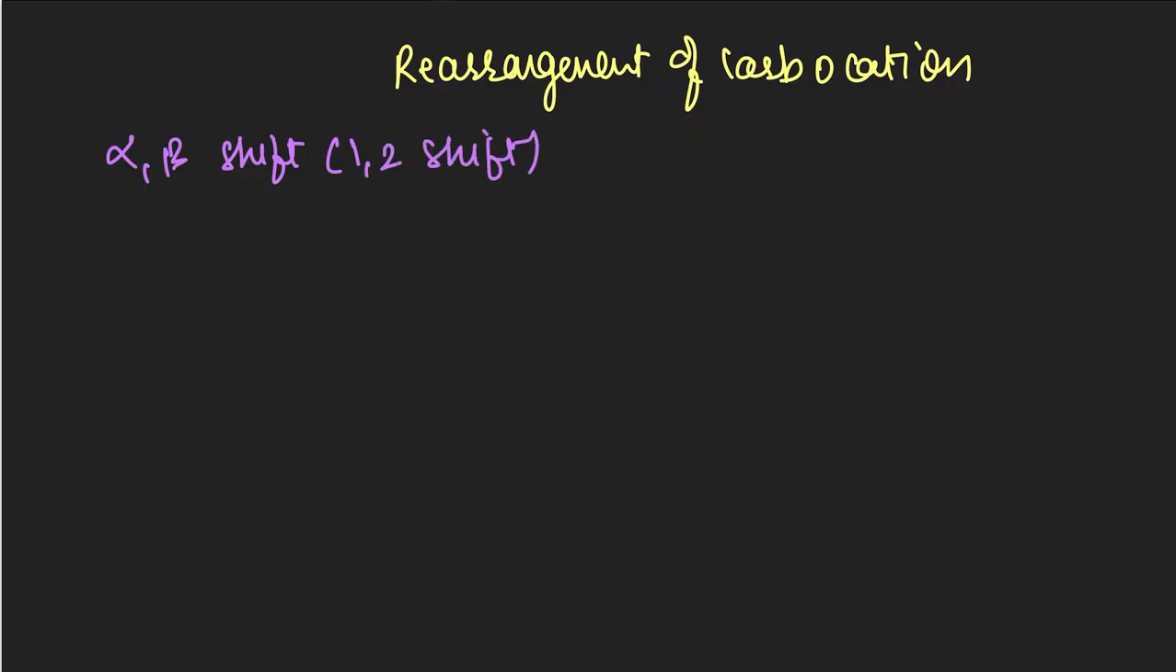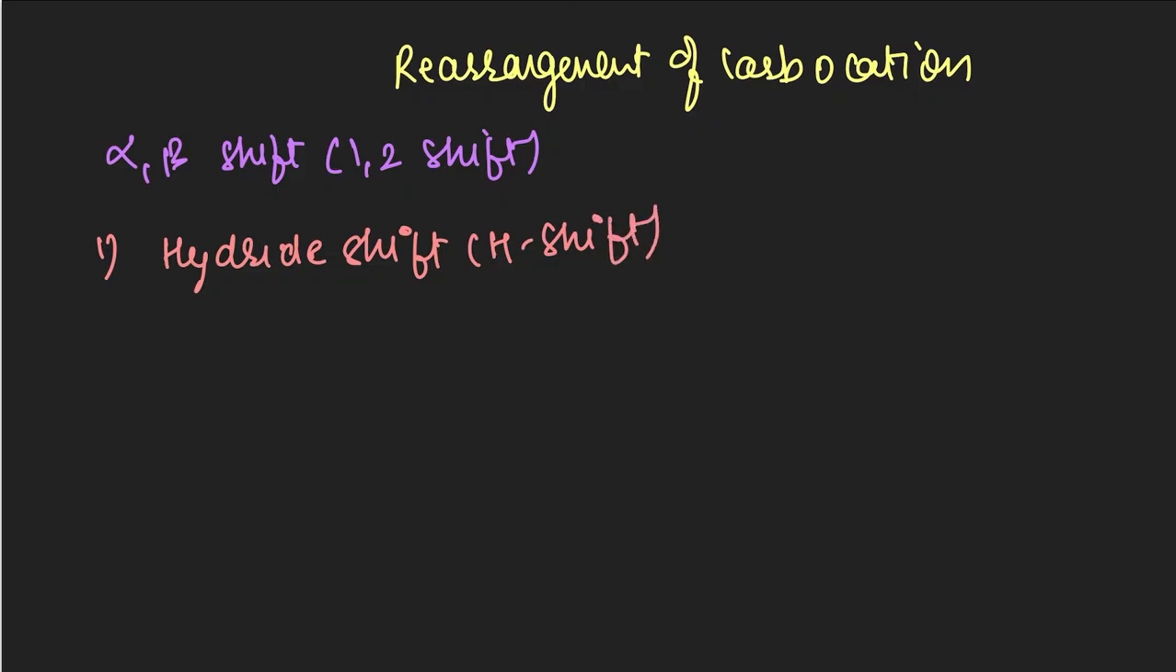So what is alpha beta shift? Let's take the first example. We have first hydride shift, H shift. So how does hydrogen shift? Let's say we have CH3, CH2, then CH2 plus. So that hydrogen we have here, the second hydrogen, is gonna shift on the first carbon, CH3, CH plus, and CH3.